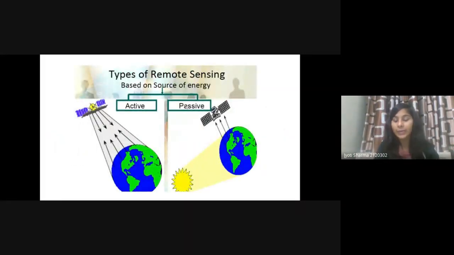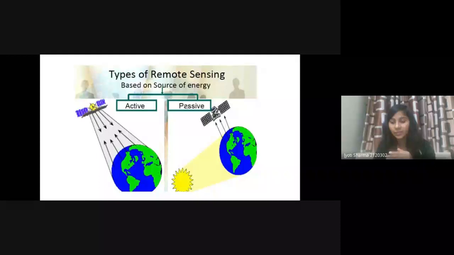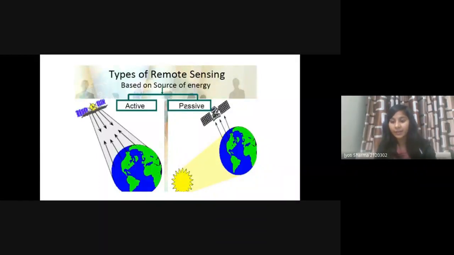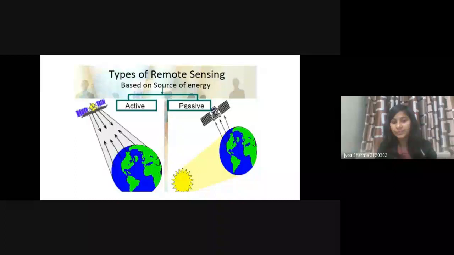Okay, so we have two types of remote sensing. The first is active remote sensing, and the second is passive remote sensing. Active remote sensing means the energy source is the satellite itself. It is giving you the energy from the satellite itself, and then the reflected-back energy is sensed by the satellite itself. Then this is the active remote sensing.